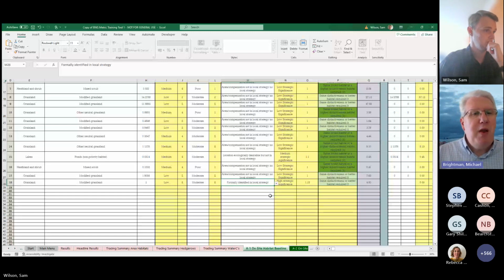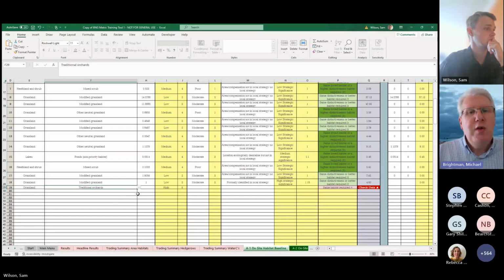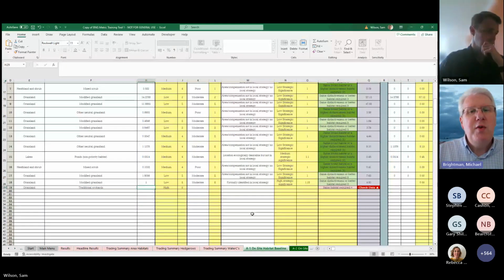Now we'll leave that example there and enter another habitat parcel. And this time, broad habitat type still of grassland, but we're going to do traditional orchard. So grassland, traditional orchard. As soon as we enter traditional orchard, you'll see that traditional orchards are high distinctiveness habitats, so a score of 6.